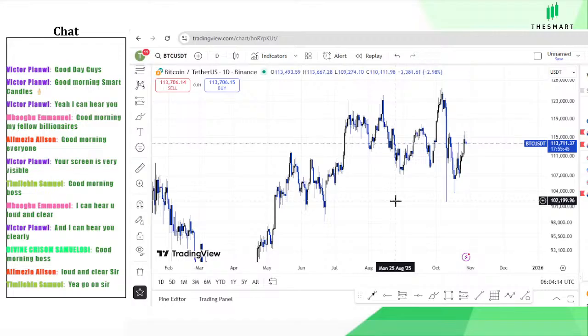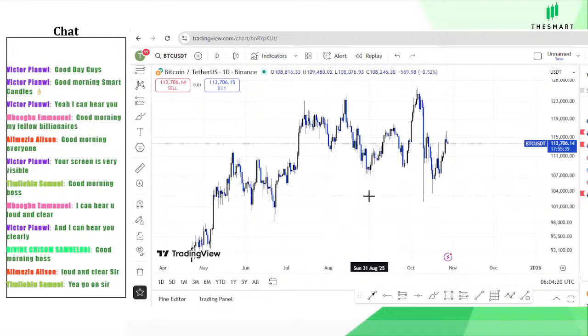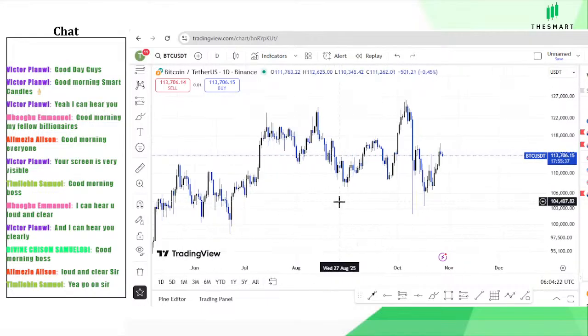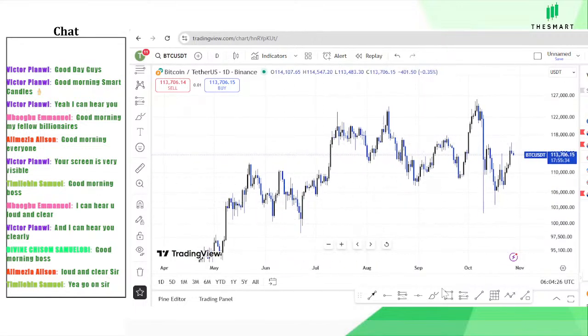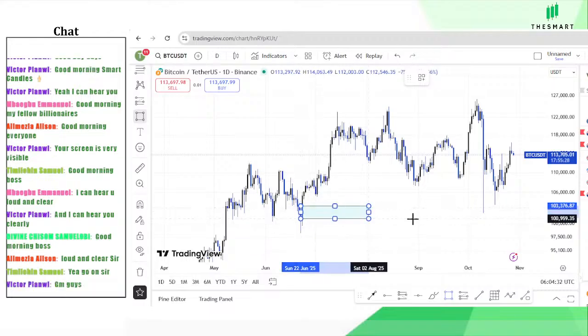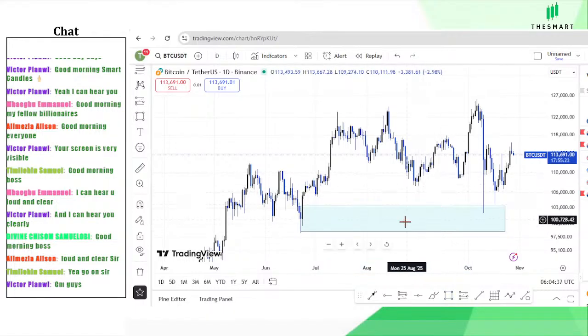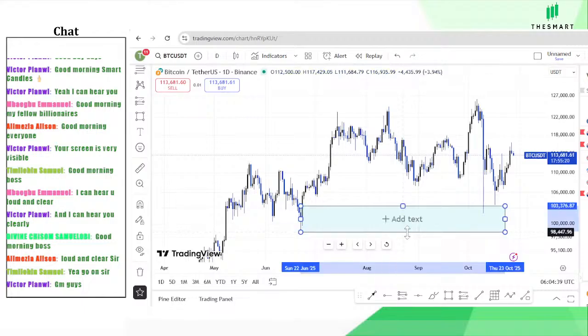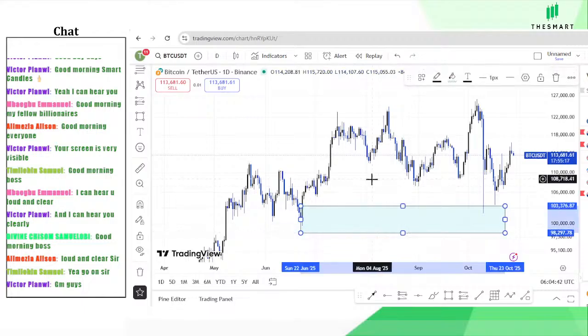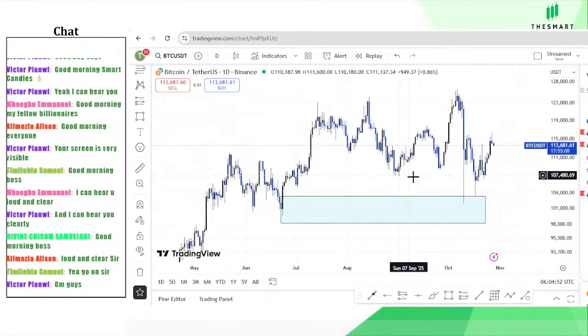All right, so here we are on a Bitcoin chart. We are looking at Bitcoin from the daily time frame. This is the daily time frame, and on the daily time frame, this is the daily demand. On this daily demand, you can see price has already tapped into the daily demand. That means looking at Bitcoin from the daily level, Bitcoin is bullish, because this level is still intact.